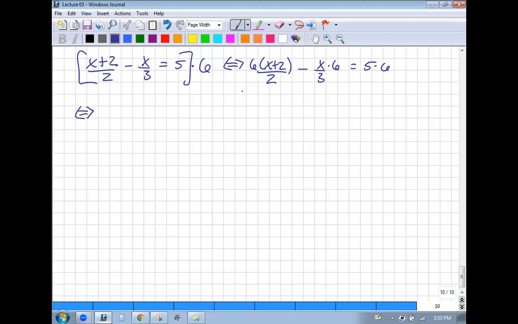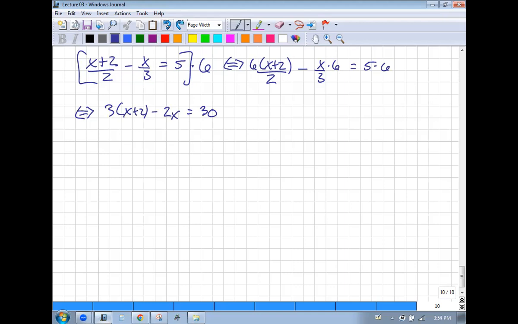And why did I pick 6? Because 2 divides into 6. 6 over 2 is 3. 6 over 3 is 2. 5 times 6 is 30. So I just took this guy and I turned it into this. I just got rid of the fractions by multiplying by 6. So fractions aren't that bad. You can always just get rid of them, right?